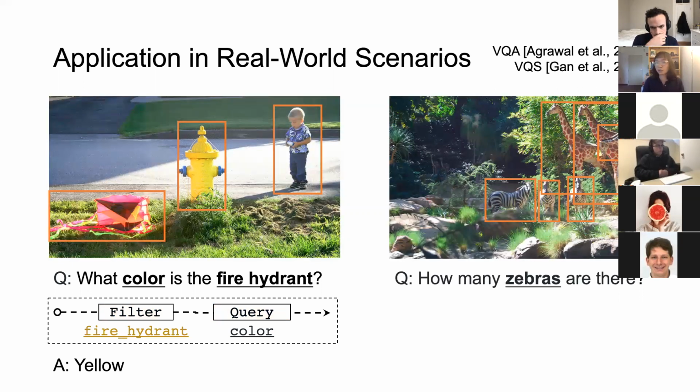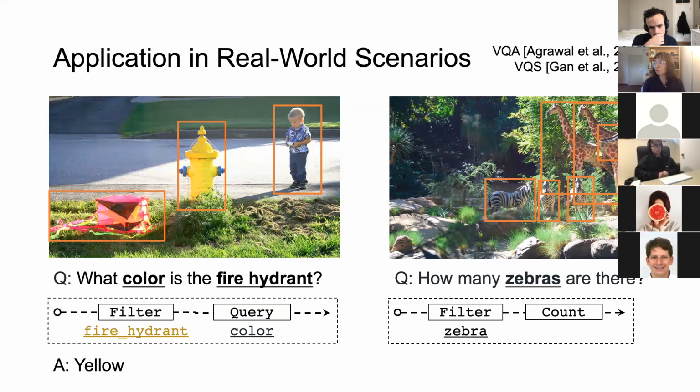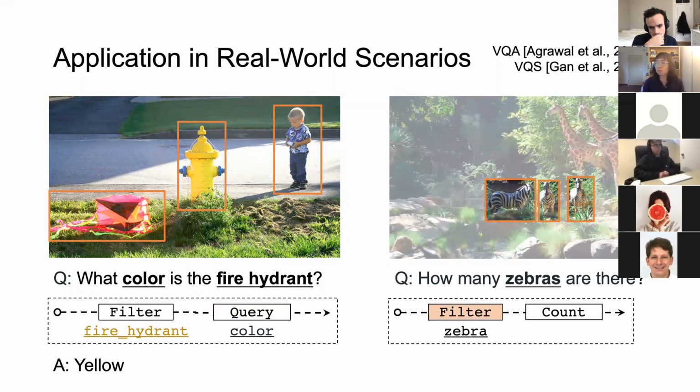We can also do counting. In this case, we want to answer the question, how many zebras are there? So we first select all the zebras in the scene and perform the counting, which gives us the answer 3, which is correct.